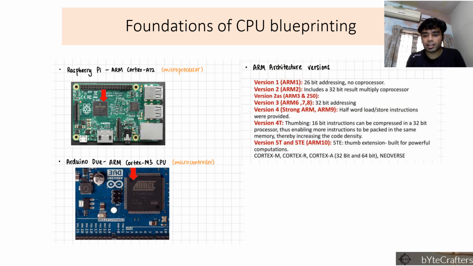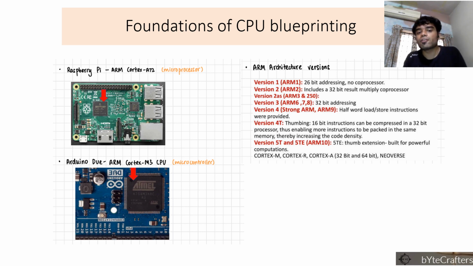Moving on to practical applications of processors. Everybody knows about Raspberry Pi and Arduino, but what processor does Raspberry Pi use? Raspberry Pi uses ARM Cortex A72 and Arduino uses M3. So the M3 CPU is what it uses. And before that, was ARM RISC or CISC? Correct. ARM was RISC architecture.